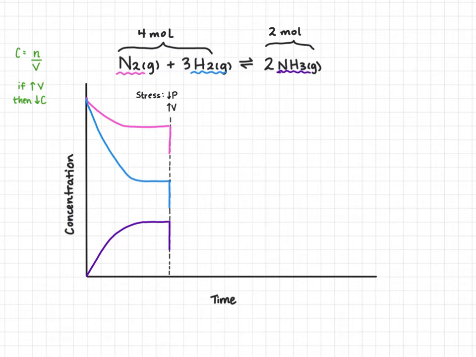Anytime we have more space for gas, the reaction will shift to the side of the equilibrium with more moles of gas. In this case, it will shift towards our reactants. And so the concentration of our reactants will now increase, and the concentration of our products will decrease. Once equilibrium has been reestablished, we can introduce a new stress.